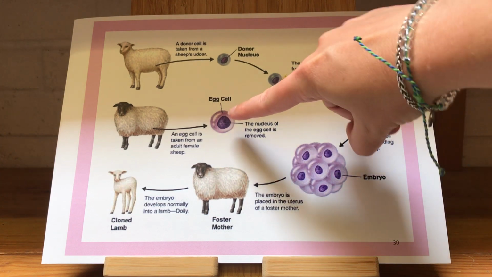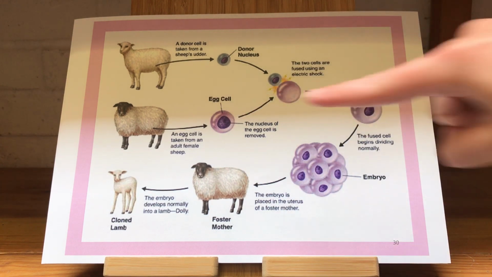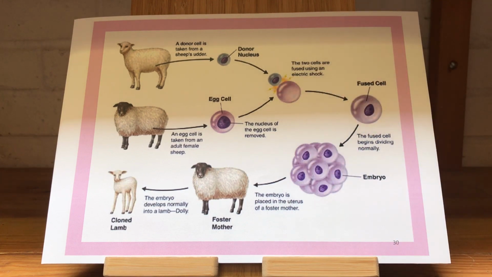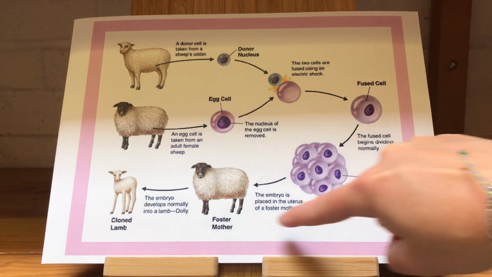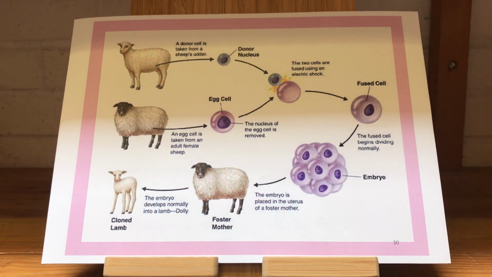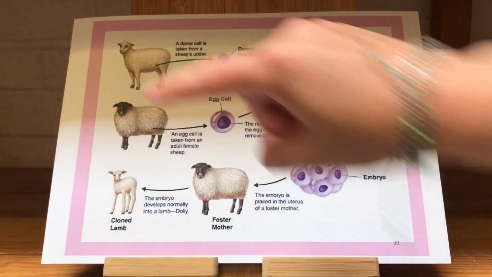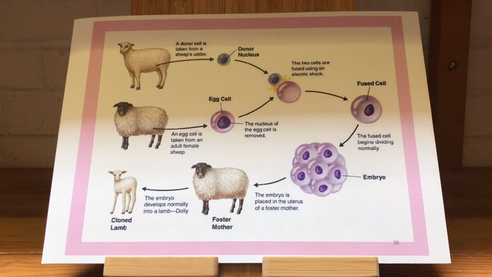But we don't want the genetic information in this egg cell. So we remove this nucleus. We fuse them together using an electric shock. That starts mitosis and the embryo forms. When they've looked at that embryo and they're happy that it's developing in the way you'd expect, that is then put back into the surrogate's uterus. Really important that you say where it goes into the uterus. And then eventually we get the cloned lamb. It's genetically identical to the original sheep that we took the body cell from.